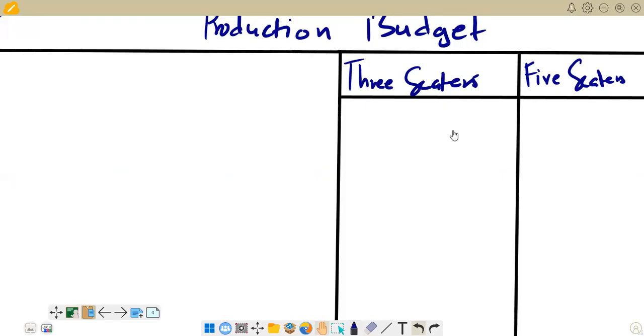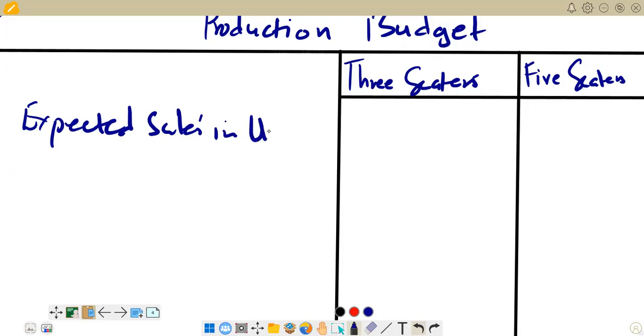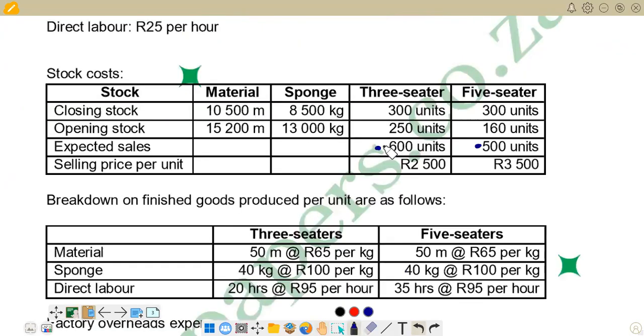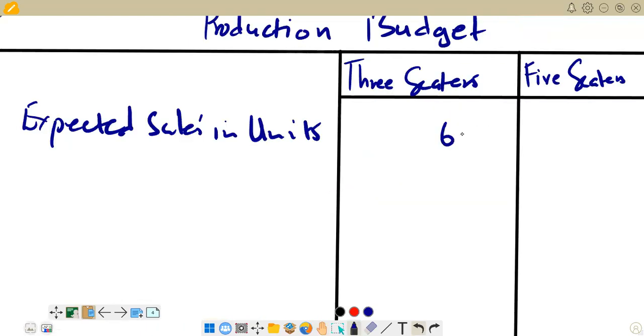So we are going to start with expected sales in units. For expected sales in units, we can go back to recheck, but we now know that we have 600 for expected sales for 3-seater and 500 for 5-seater. So these are the figures that we are looking for. I will go back there and enter those figures. Here we have 600, and here we have 500. So this is what we have.